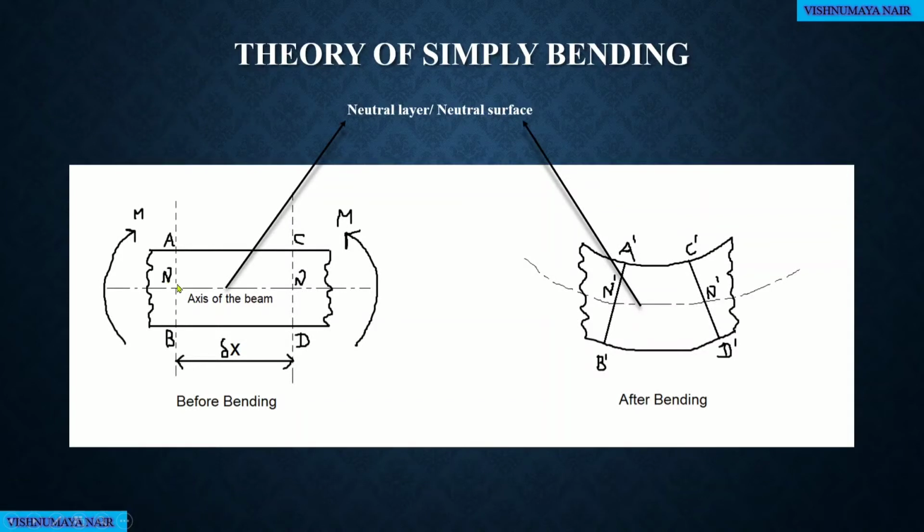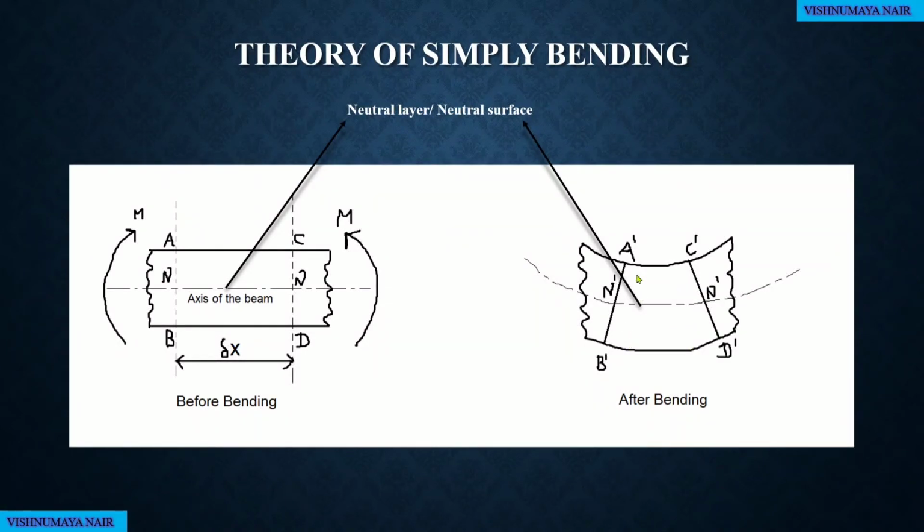This layer is indicated by NN in this figure and by N prime N prime in this figure. The length of this layer will not change. And the line of intersection of this neutral layer or the neutral surface on the cross section of the beam is known as the neutral axis. The layers above the neutral layer have been shortened, while the layers below the neutral layer have been elongated.